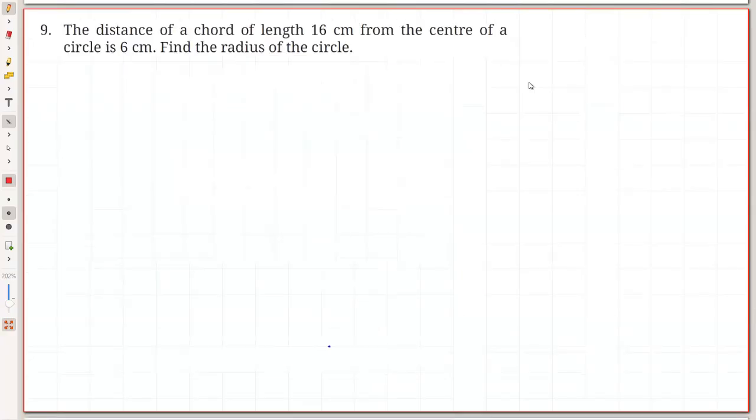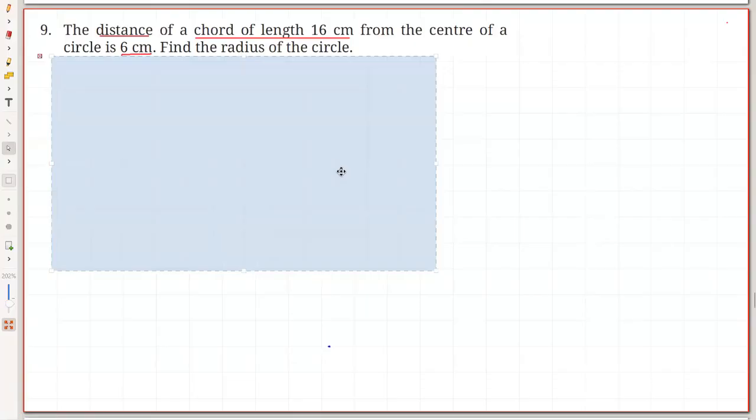Now question number 9. The distance of the chord of length 16 centimeter from the center of a circle is 6 centimeter. So find the radius of the circle. The chord length is 16 centimeter. This distance from the center is given as 6 centimeter. So find the radius of the circle.